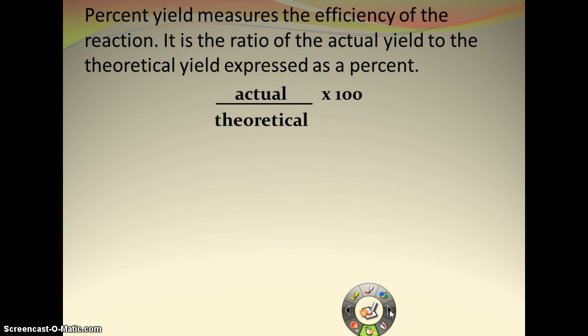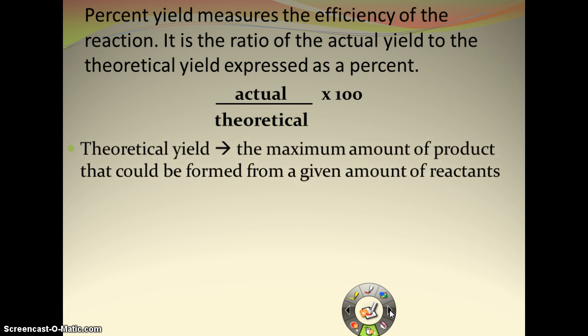So since we're doing a ratio, there's going to be division. To get a percent, we're going to multiply by 100. The theoretical yield is the maximum amount of product that can be formed from your given amount of reactants. And this is going to be found using stoichiometry. So when you're asked to find a theoretical yield, you're going to have to use your stoichiometry.